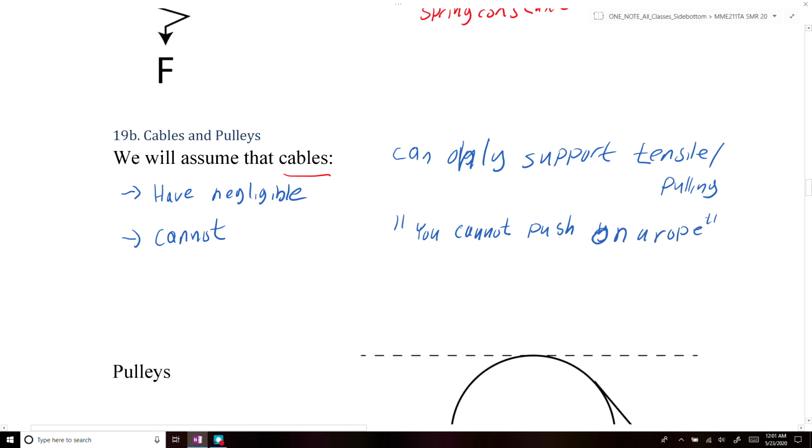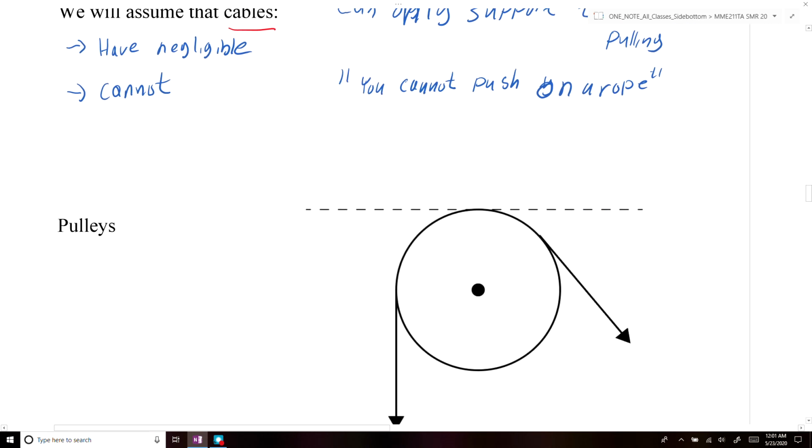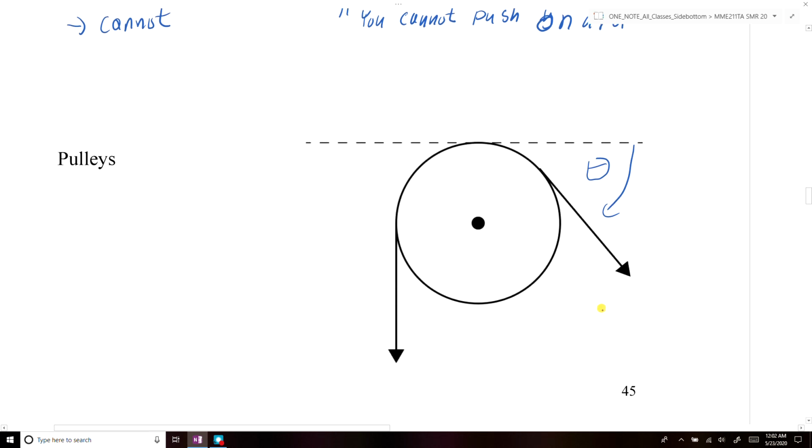Often cables are used alongside pulleys. In this course, for a pulley, we're going to assume that regardless of the angle the cable makes with itself, the force within the cable, which we'll often label as a tensile force, T, will be constant throughout the whole cable.